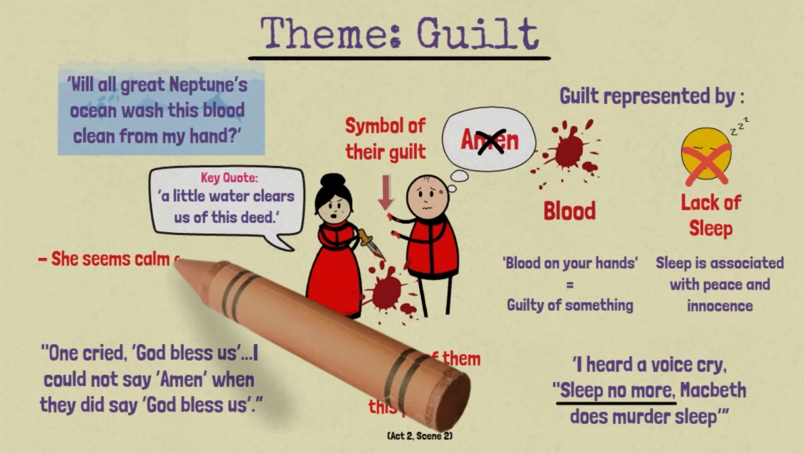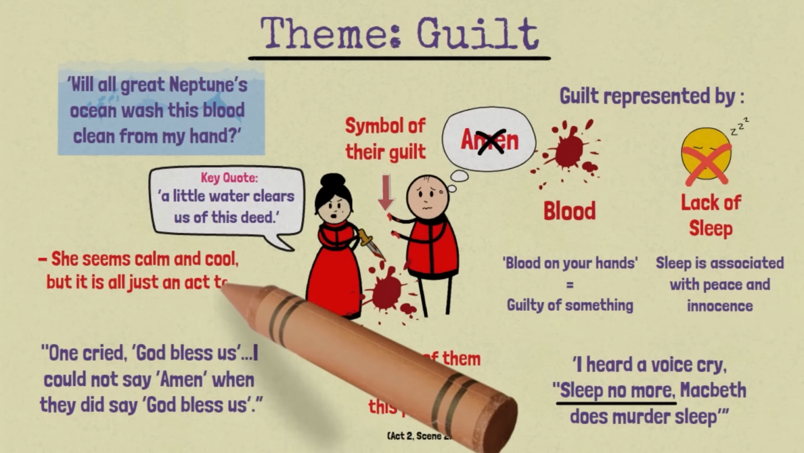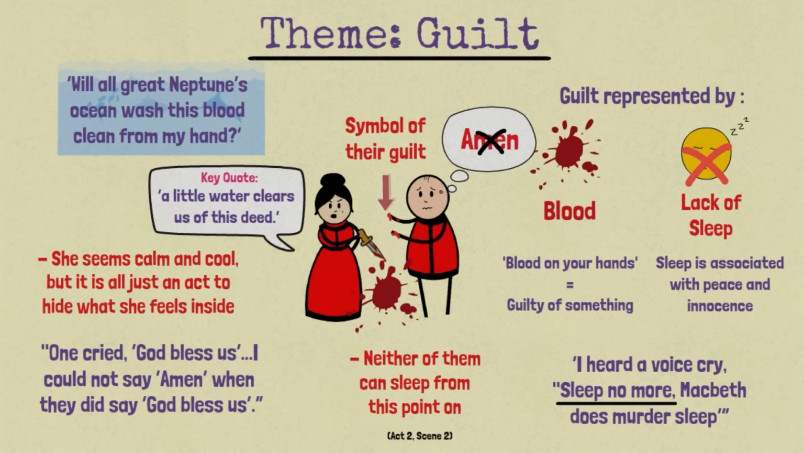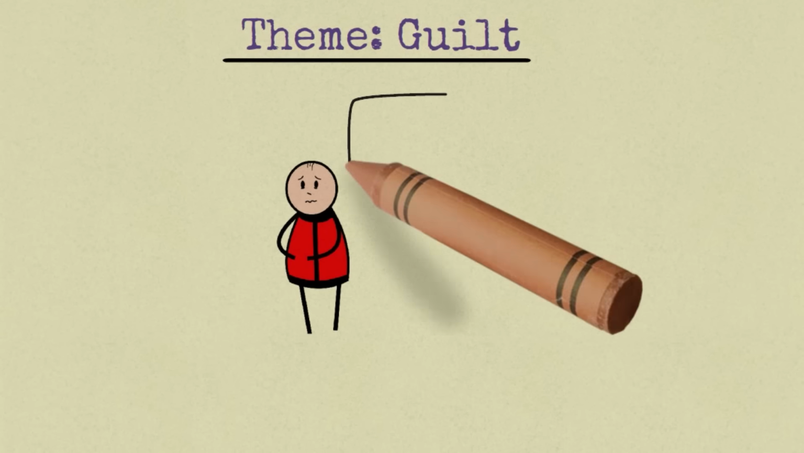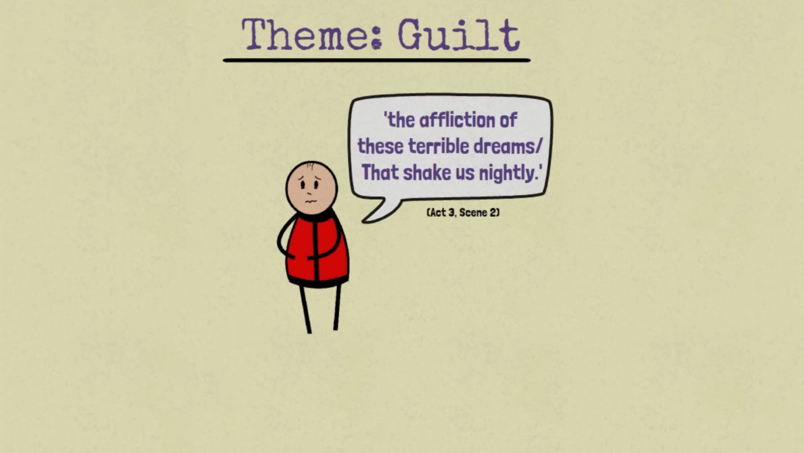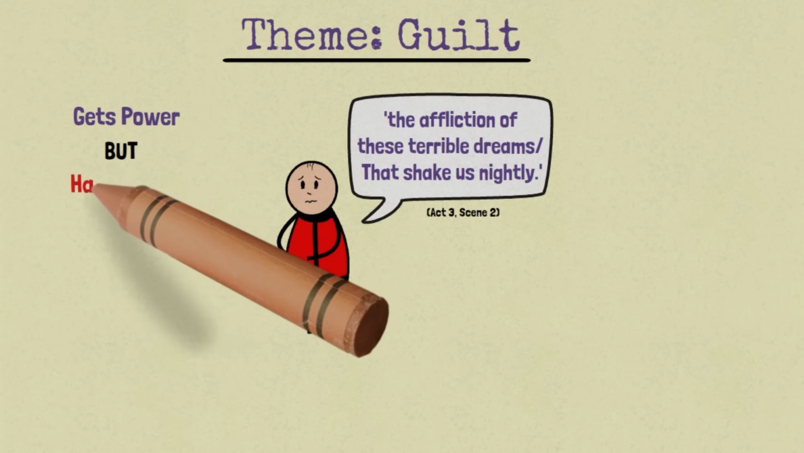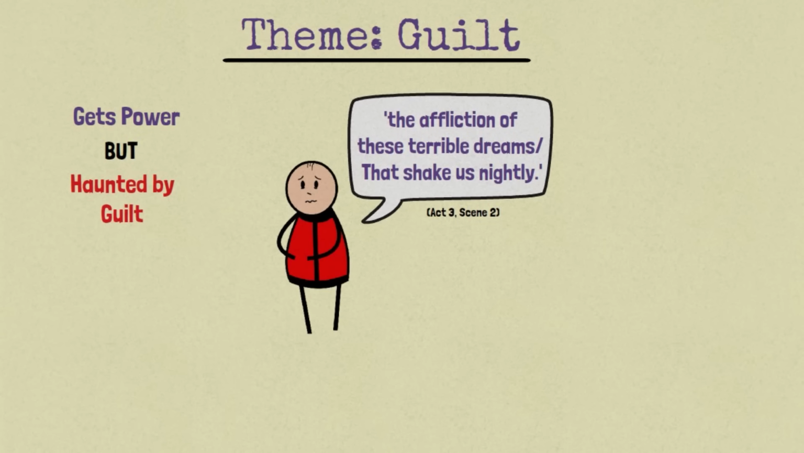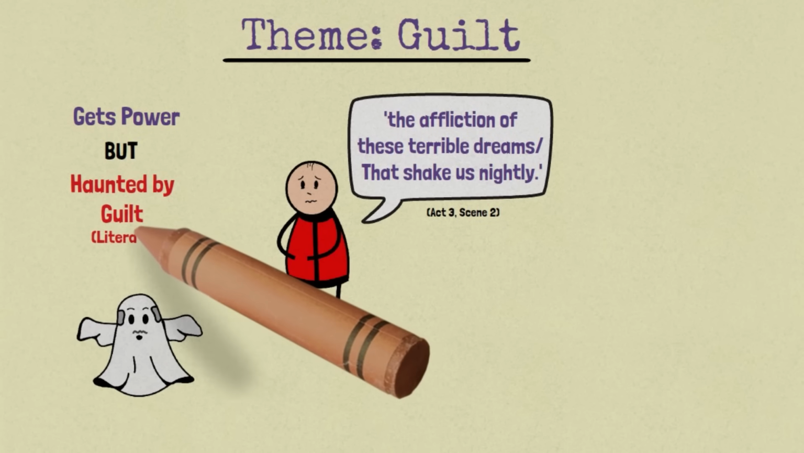She doesn't seem to feel any guilt at all, and is outwardly cool and calm, but as we know, this is just an act. As the play goes on, Macbeth admits that he has had terrible dreams that shake us nightly. Even with his new power, he cannot sleep, and his guilt reaches peak levels when he sees the ghost of Banquo at his coronation feast.